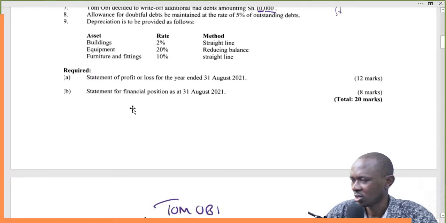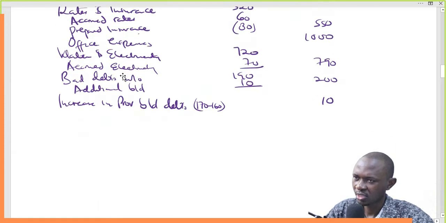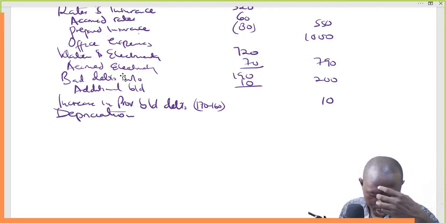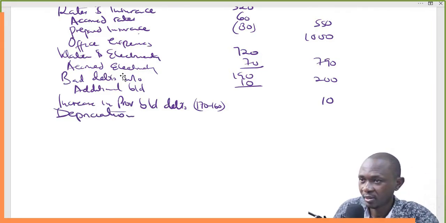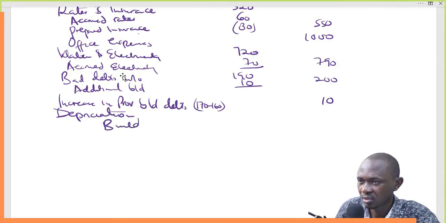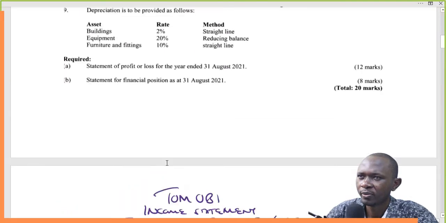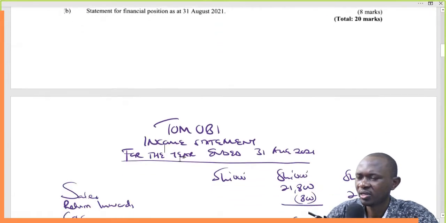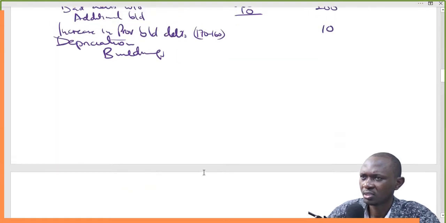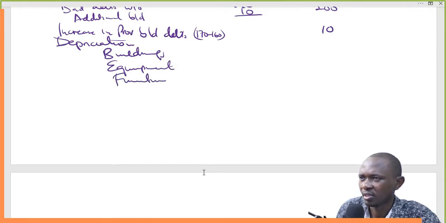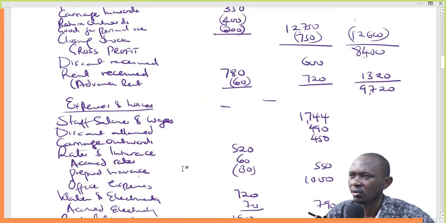So depreciation. Let's now compute the depreciations, and then we'll be done with the depreciation. Now, for the depreciation, we have buildings, equipment, and furniture. So let's see how it goes.